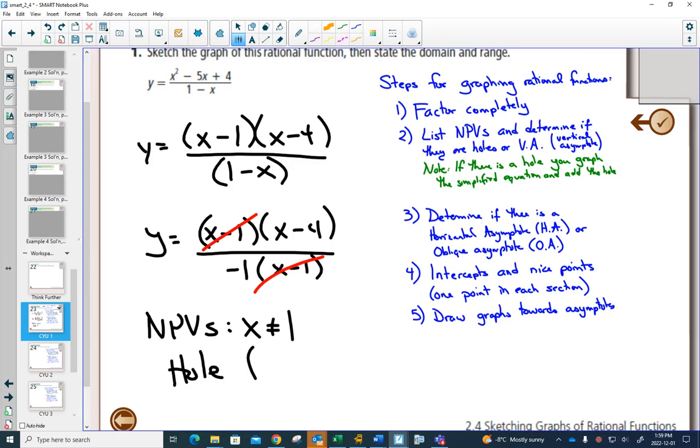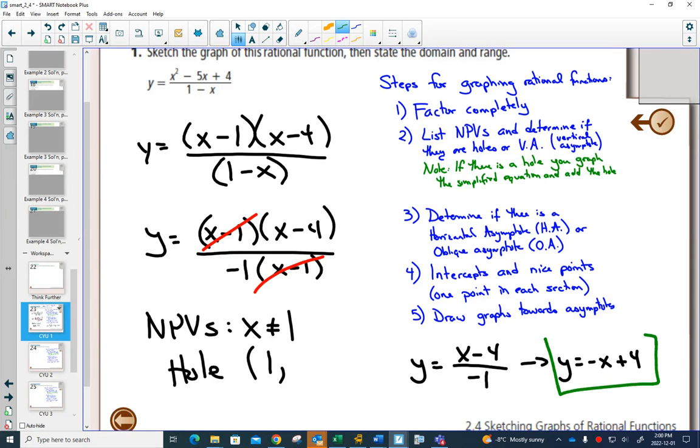but it'll end up being a hole. And it's going to be a hole at, well, 1 comma something. We can always find the y coordinate of the hole by looking at the new equation. And after I cancel out the x minus 1s, I have x minus 4 left on top. I have a negative 1 left on the bottom. That negative 1 on the bottom, you can simplify this side of the equation because x divided by negative 1 would just be negative x. And negative 4 divided by negative 1 would be plus 4.